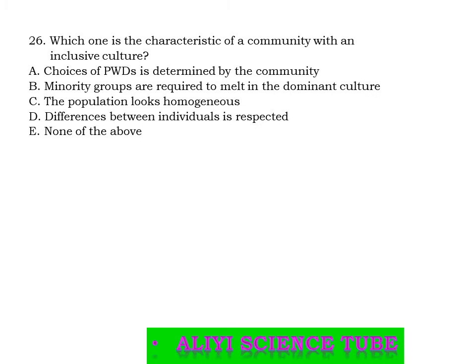Which one is a characteristic of a community with an inclusive culture? A, choice of persons with disability is determined by the community. It is wrong. B, minority groups are required to melt into the dominant culture.